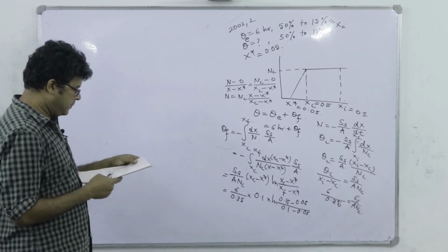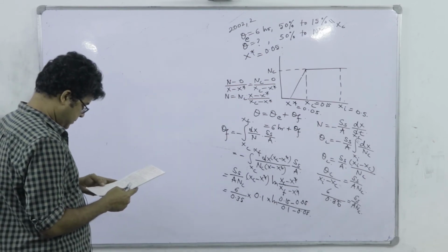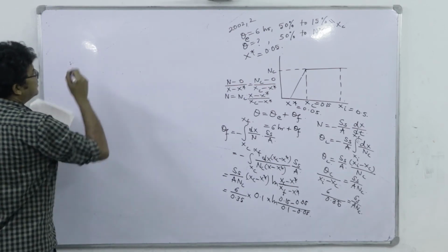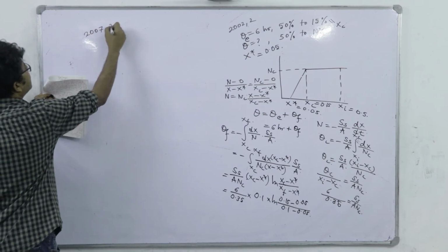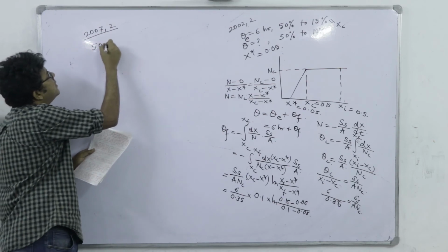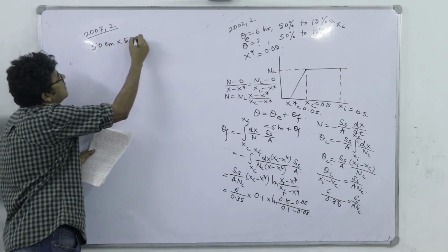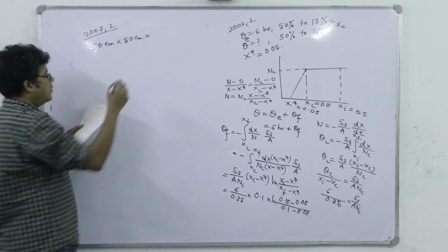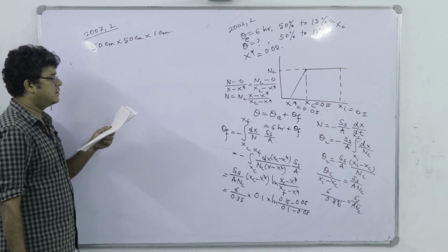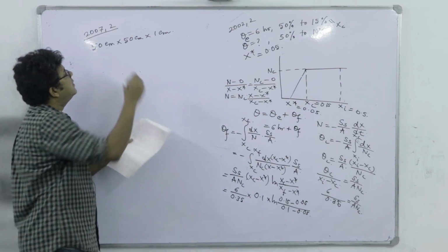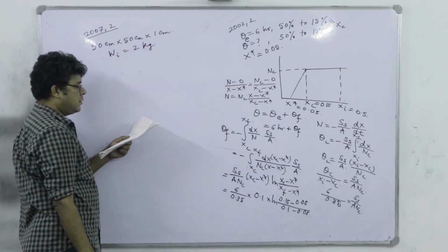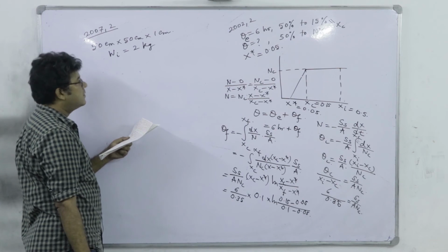So the next problem, see, this is a 2007, 2 marks problem. A 50 centimeter cross 50 centimeter cross 1 centimeter flat wet sheet weighing 2 kg initially, W initial is 2 kg, was dried from both sides.